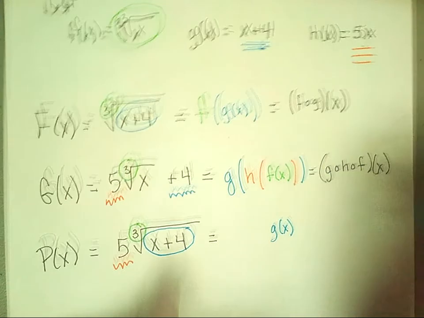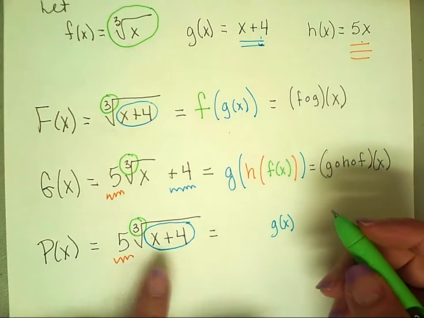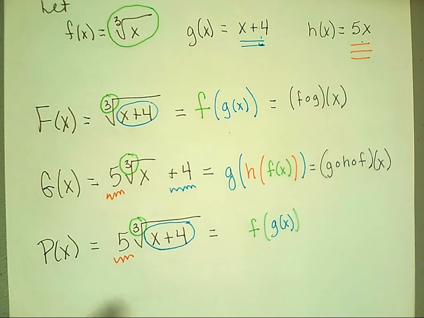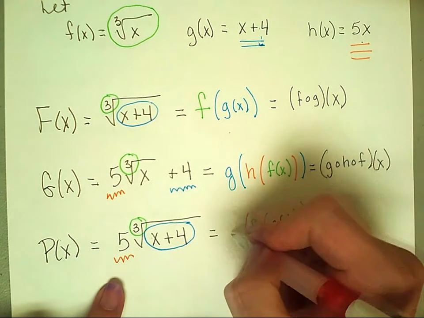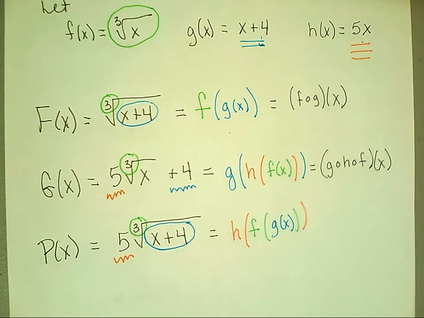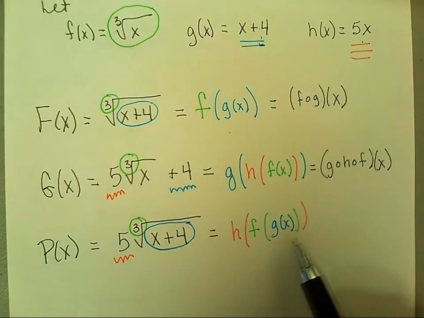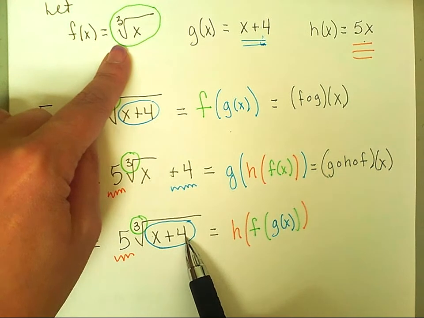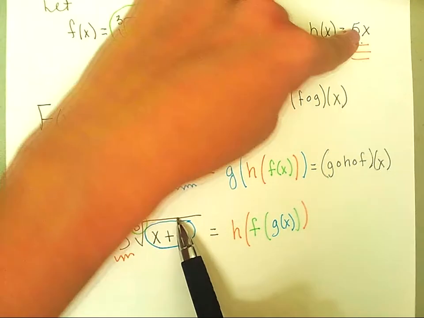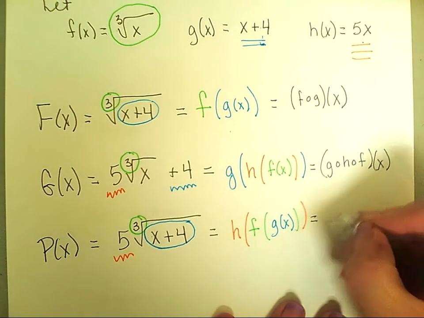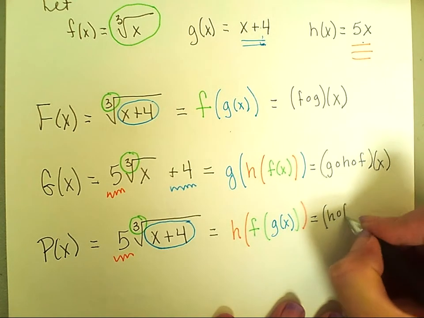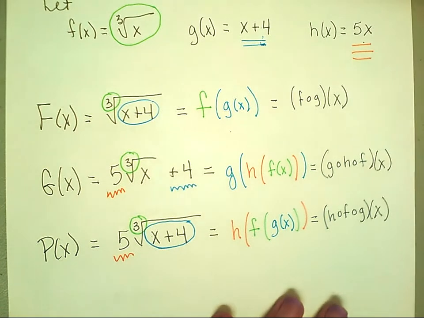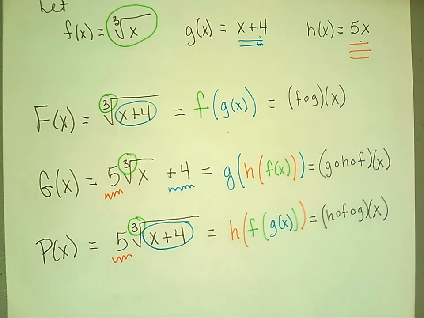So let's start with g, and into g I want to put it into the cube root, so I need to put that into f, and then I need it to be multiplied by 5, so let's put that into h. So let's just double check. g of x goes into f would be the cube root of x plus 4. That's good. And then I need this all multiplied by 5, so that's h. So this is h composed of f composed of g of x.